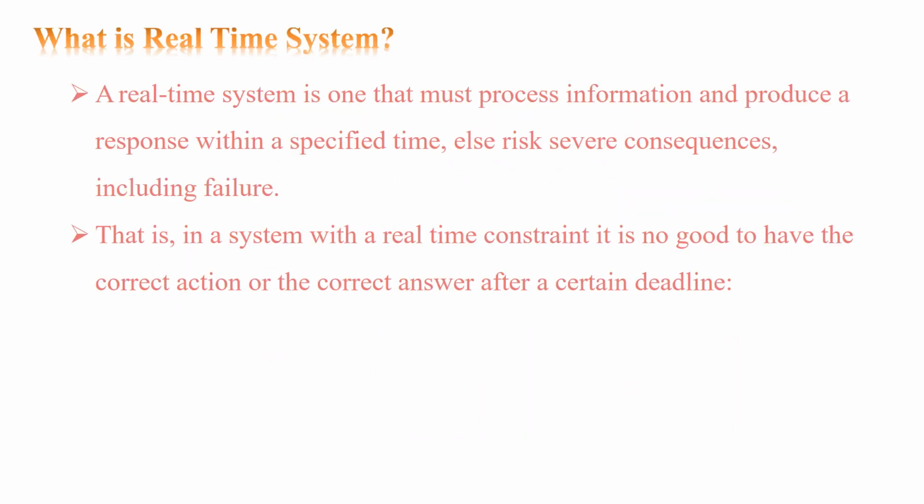Here, real time means one must process the information and produce a response within the specified time. Otherwise you will get severe consequences, including failure. In a system with real-time constraints, it is no good to have the correct action or the correct answer after a certain deadline. If you give a correct answer after the deadline, it means it is a failure only, right?